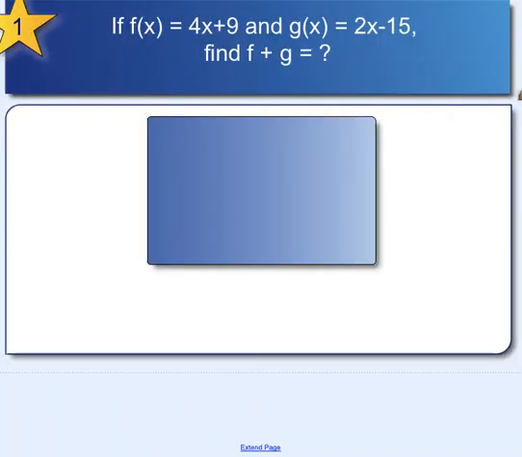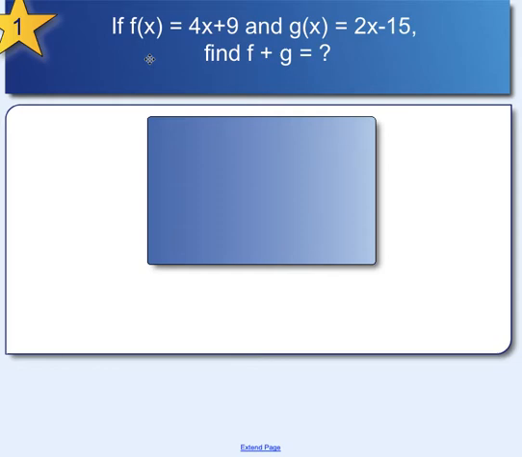Okay, so let's talk about the composition of functions. What does that mean? Well, for the composition of functions, it means we are going to take one function, which here would be the f function, and we're going to add it to another. So this problem is asking us if the function f of x is equal to 4x plus 9 and g of x is equal to 2x minus 15, then we need to find f plus g.